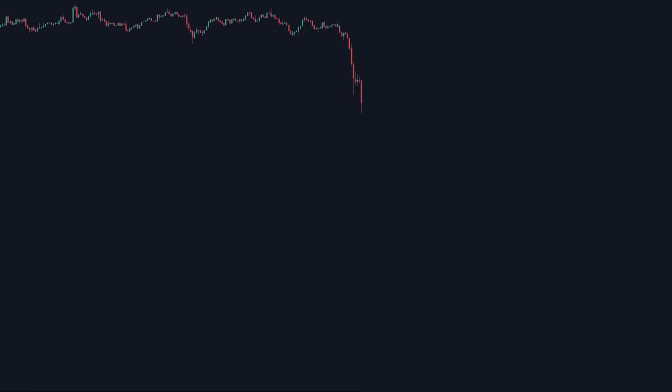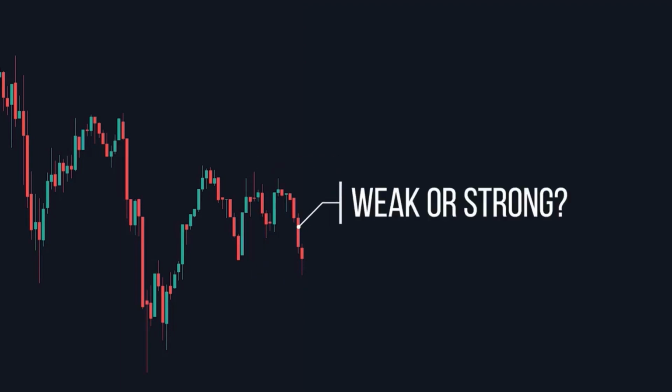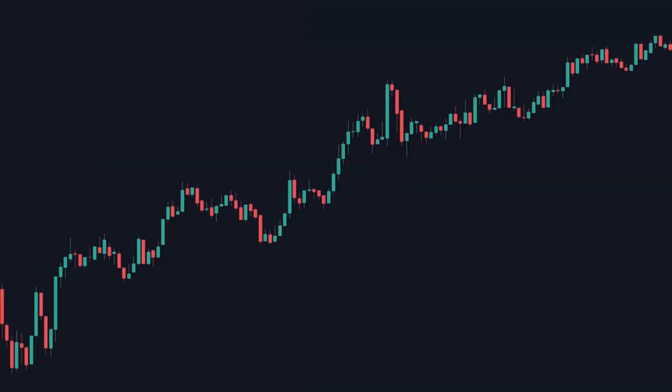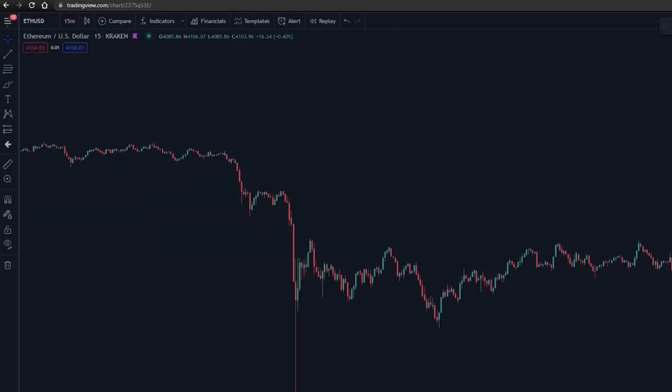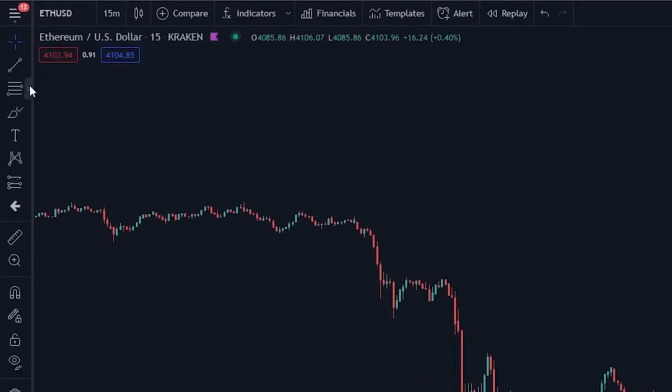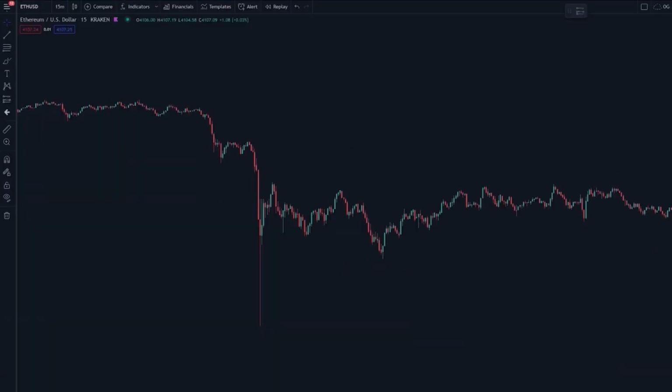Now you might be asking yourself, how do I know if a specific pullback is weak or strong? Well, let me show you. To do this, we are going to be using the Fibonacci retracement tool. This will help us realize if a pullback is strong or weak. To use the Fibonacci retracement tool, simply go to TradingView or whatever chart platform you use, go to the side here and click this top one.